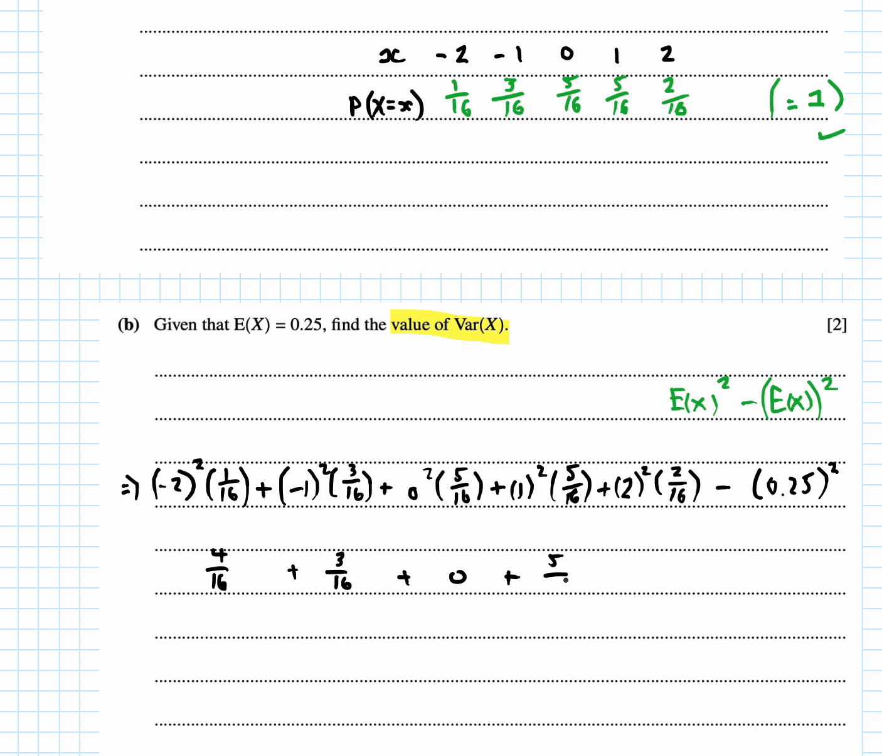And when you've done that, it'll be 20 over 16 minus 1 over 16. And we end up with 19 over 16. You can leave it like that. And that's fine. Or indeed a mixed number. Okay, on to question 2.